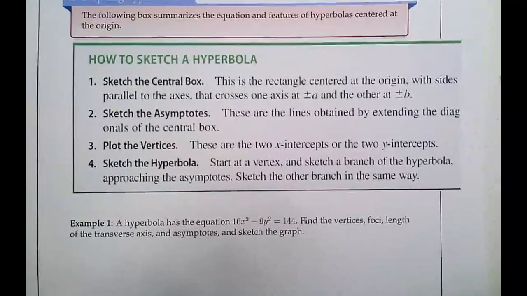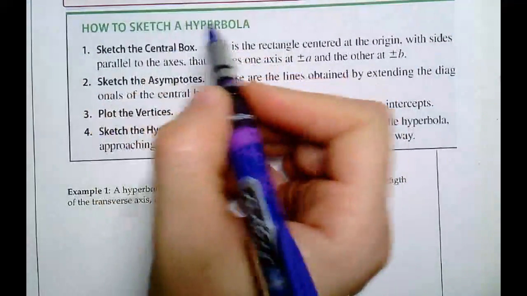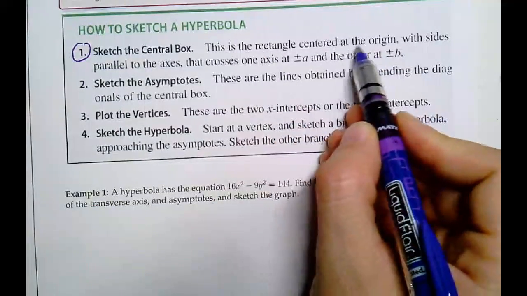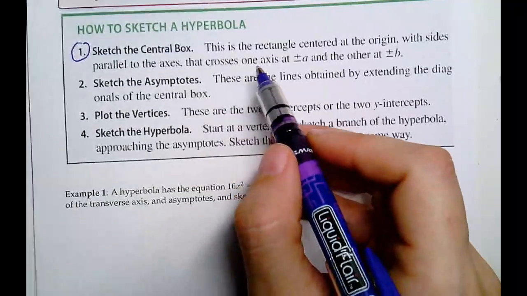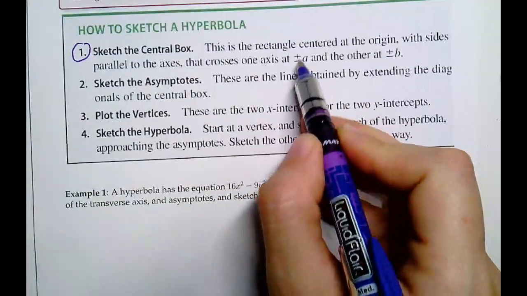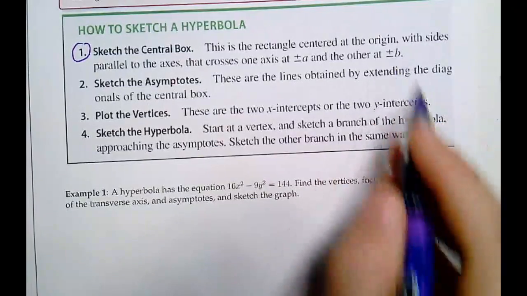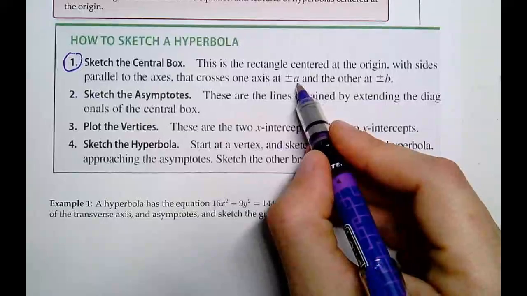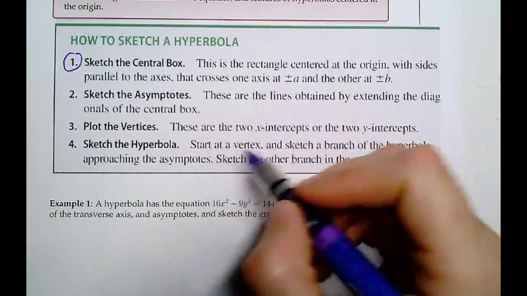All right, so first of all, we're going to sketch this central box. And the central box is just a rectangle centered at the origin. And it's going to have the corners at plus or minus a and plus or minus b. So that means that we need to know the value of a and the value of b. And once we have it, we're going to sketch the central box.